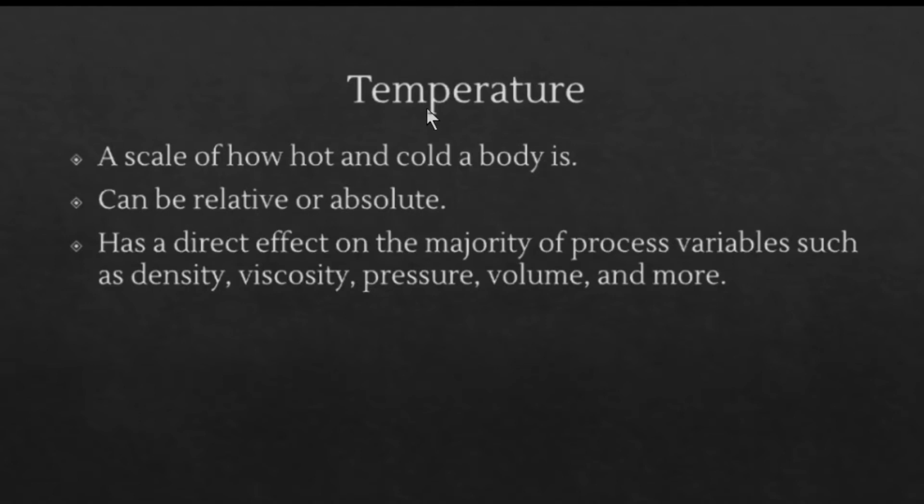By definition, temperature is a scale of how hot or cold a body is. Temperature can either be relative or absolute depending on its units. For example, degrees Celsius and degrees Fahrenheit are relative temperature units, while Kelvin and Rankine are both absolute temperature units. When determining fluid properties, we are always using absolute properties, so you must know how to convert from relative to absolute units. For example, from degrees Celsius to Kelvin, you simply add 273.15, while for conversion from Fahrenheit to Rankine, we simply add 460.